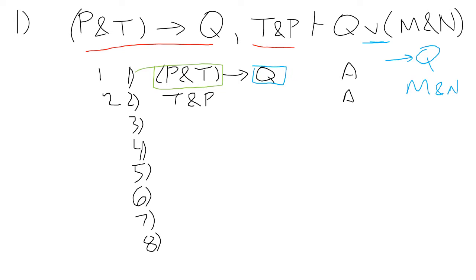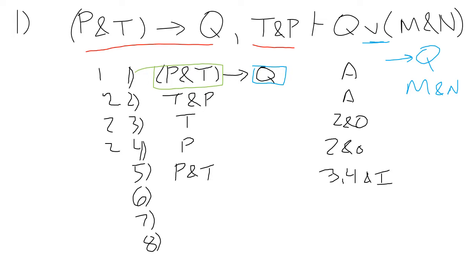Do I have the antecedent written exactly like that yet? No, I don't. So I need to break up the ampersand here in two. And from this, I can build my antecedent. I can put the P and T back together in the right order using ampersand in. And now I've got my conditional statement. I can kick out my consequent.